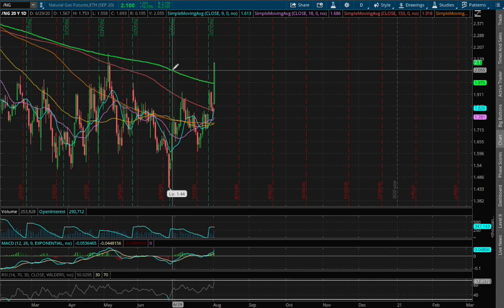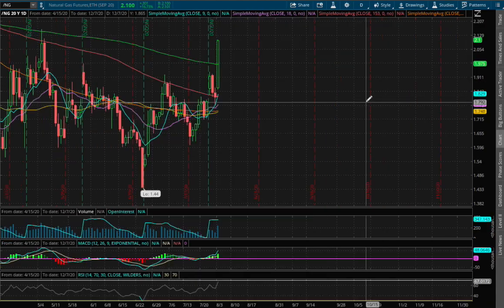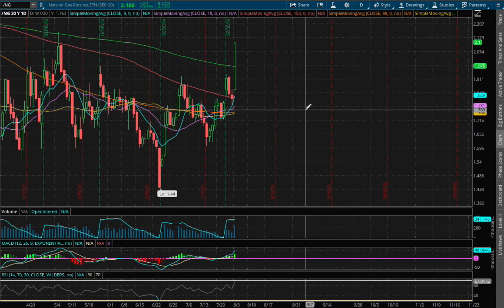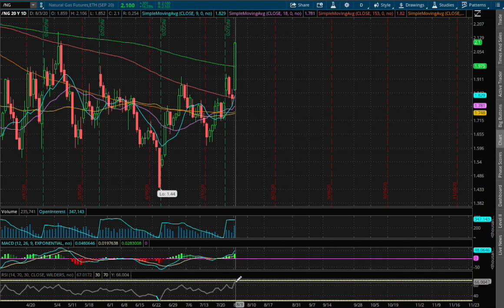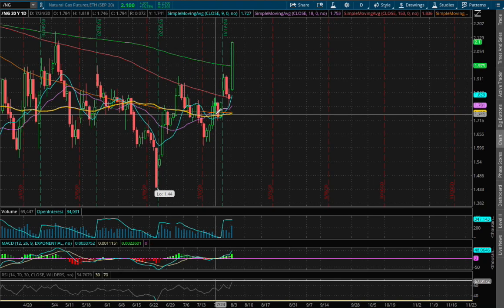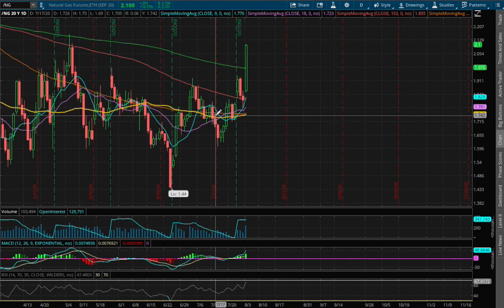And if we do manage to close above it, that is a positive sign for the uptrend, or for the bulls. And we are nearing overbought on the daily RSI. So there is a pretty good chance that the trend has changed to the upside.